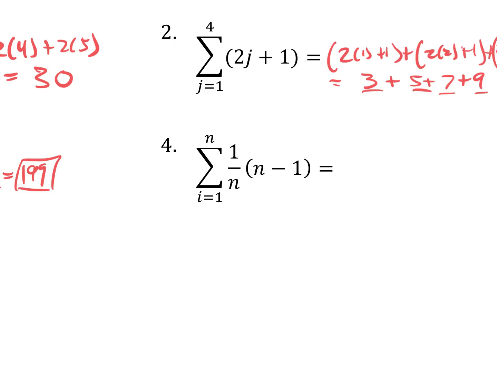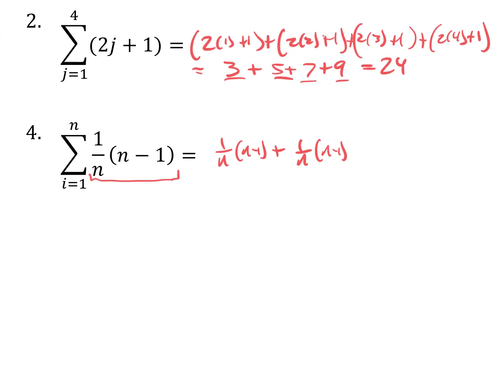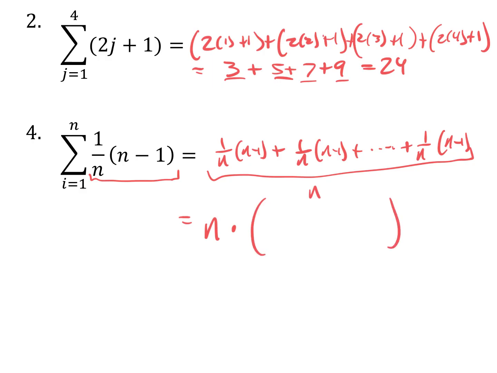Okay? So if we had this expression here, the first term would look like this, 1 over n times n minus 1. That's the first term. The second term would look like this, 1 over n times n minus 1. The third term would look the same, and we'd do this a whole bunch of times. Well, how many times would we do this? Well, we do this n times. So this equals n times 1 over n times n minus 1.